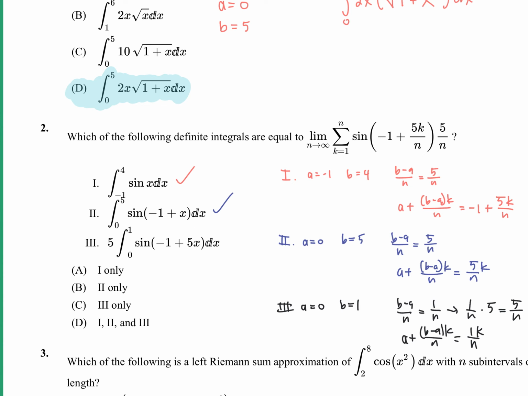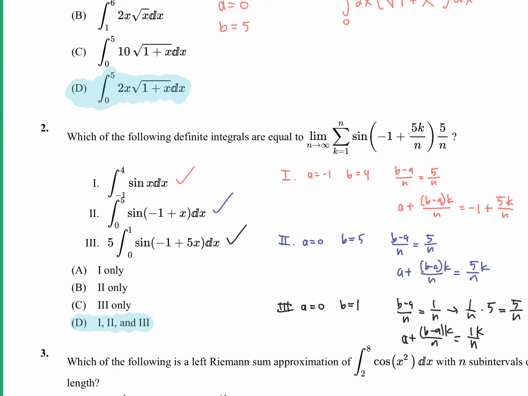So that means when we substitute this k over n in for x here, we get negative 1 plus 5k over n, just like we should here. On the outside, we would technically get a 1 over n, but that means we can multiply this 5 by the 1 over n to get this 5 over n, like we should, and so that checks out. So all three of these check out. So that means D is our answer.